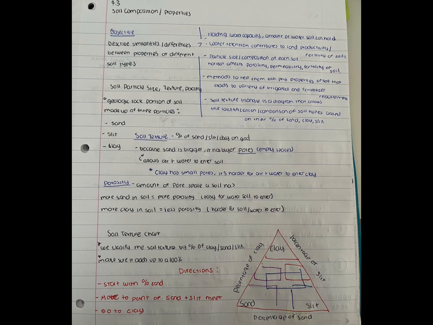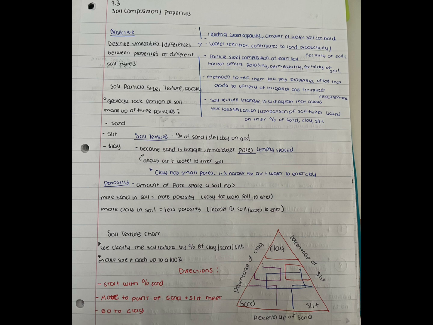The geologic rock portion of soil is made up of 3 particles, and we have sand, silt, and clay. Then we have soil texture, the percentage of sand, silt, and clay in the soil. Because sand is bigger and has bigger pores, which are empty spaces, this allows air and water to enter the soil and moisten it.